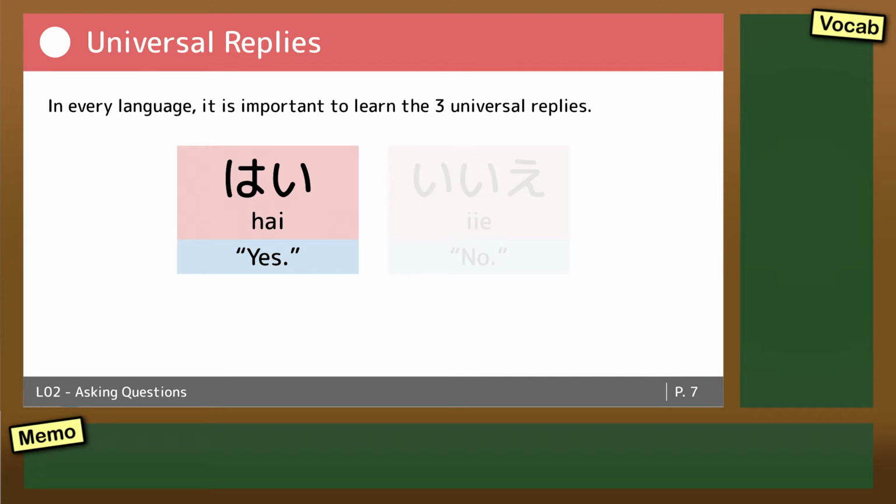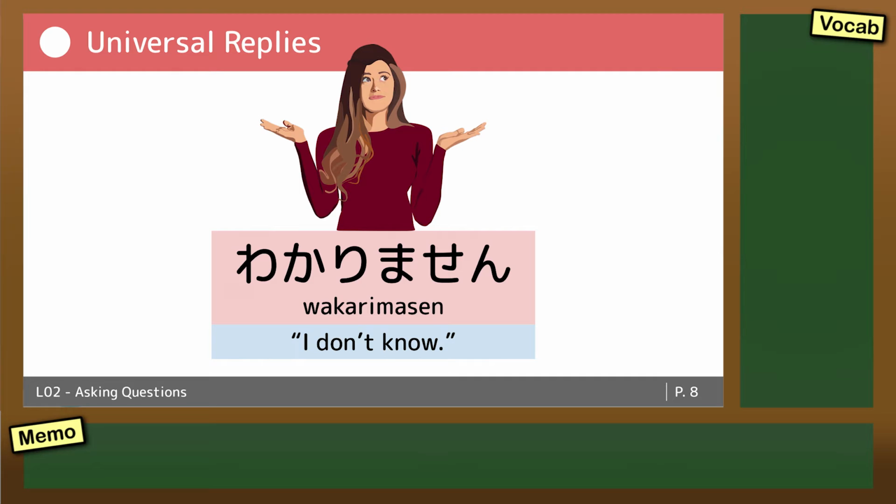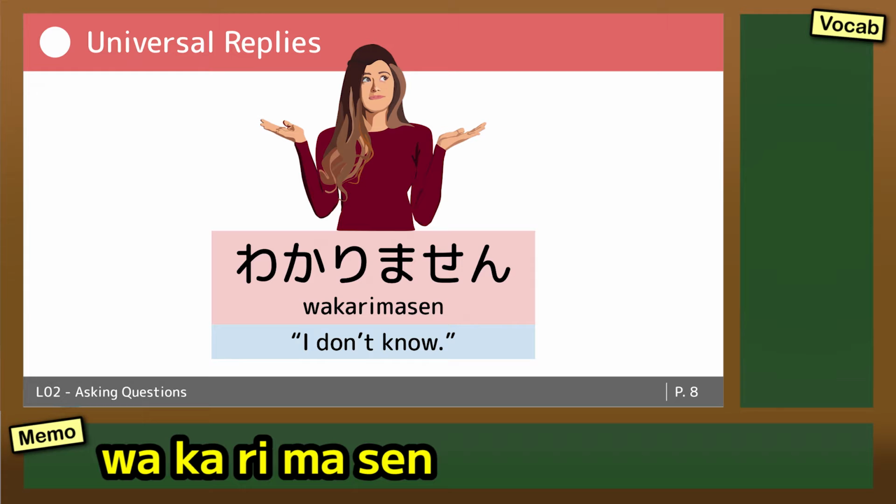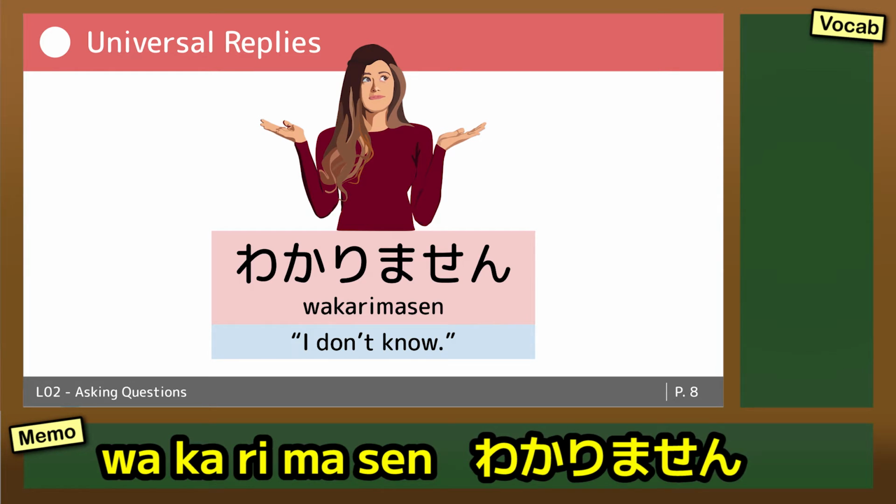When learning a language, it is important to learn the 3 universal replies. Yes, which is はい in Japanese. No, which is いいえ in Japanese. And the last and most important universal reply is I don't know or わかりません. Let's try that again. わかりません. This is one of the most important sentences you will learn and may use commonly in Japanese, so be sure to learn and practice saying it well.